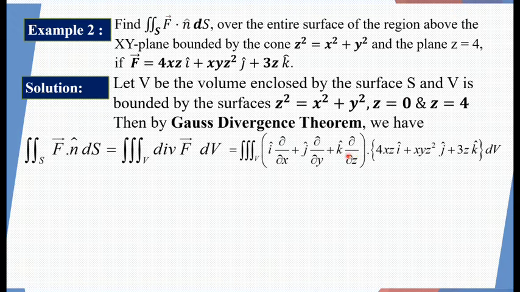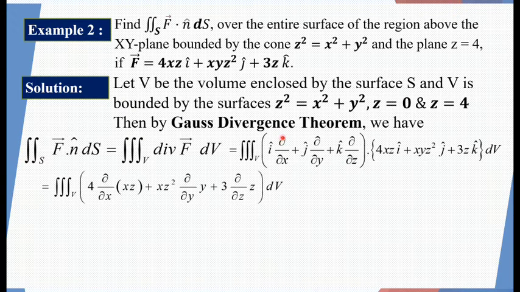So we first make the dot product, and for the dot product only i dot i, j dot j and k dot k remain and the rest will vanish. So when we differentiate 4xz partially, 4 is the constant, so we can take it outside. So ∂/∂x of xz, and j dot j is 1, so ∂/∂y of xyz². So we are differentiating partially with respect to y. In this case xz² is the constant, so we can take it outside. So it will be ∂/∂y of y, and same as thrice ∂/∂z of z.